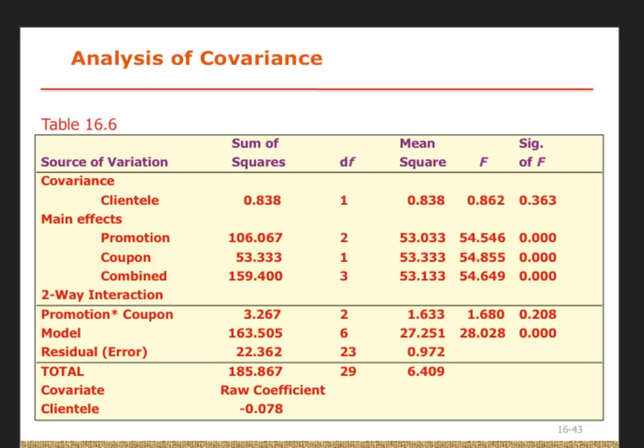The associated F statistic is also small, and it is not significant at the 0.05 level. Thus, the conclusion is that the affluence of the clientele does not have an effect on the sales of the department store. If the effect of the covariate is significant, the sign of the raw coefficient can be used to interpret the direction of the effect on the dependent variable.